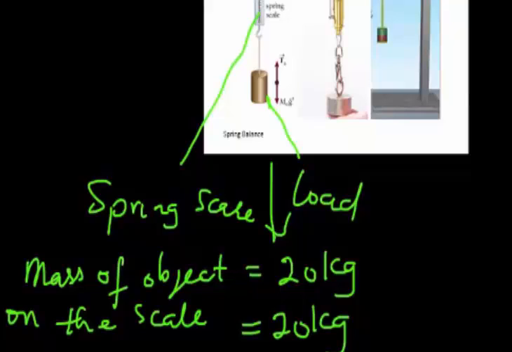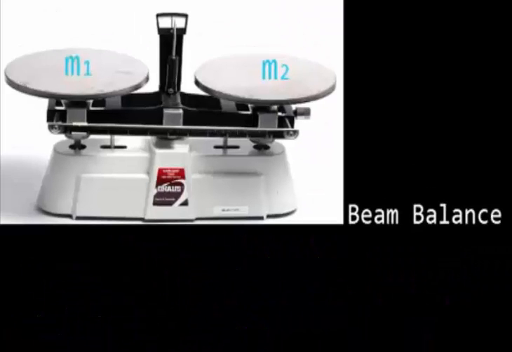Then the next thing we are going to talk about is the beam balance. Now the beam balance is used for measuring the mass of an object. Like I said, the spring balance is used to measure weight, but we also have another one which is called the beam balance. The beam balance is used to measure the mass of an object. If you look at the diagram on the board, that's a good example of a beam balance.